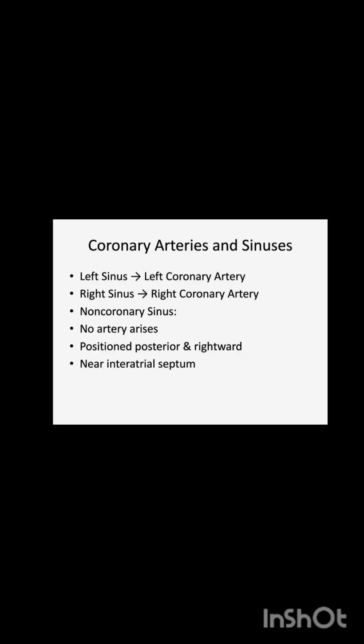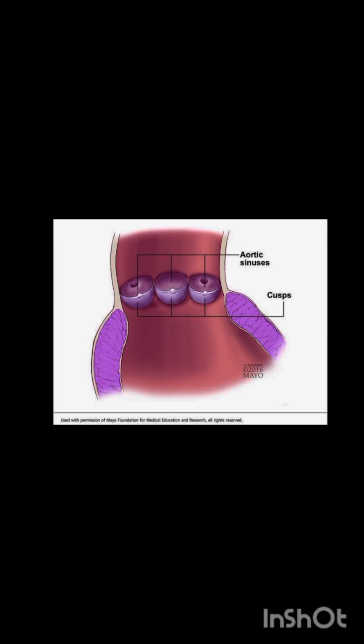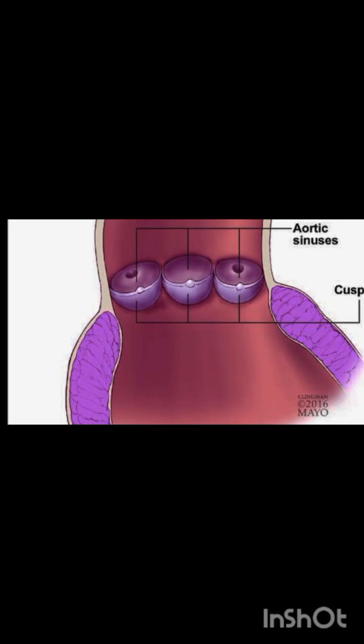Coronary arteries and sinuses. From the left sinus, the left coronary artery arises, and from the right sinus, the right coronary artery. The non-coronary sinus has no artery arising from it. Its position is posterior and rightward, near the atrial septum. This is a 3D model, so the aortic sinus is in the space behind the cusp.